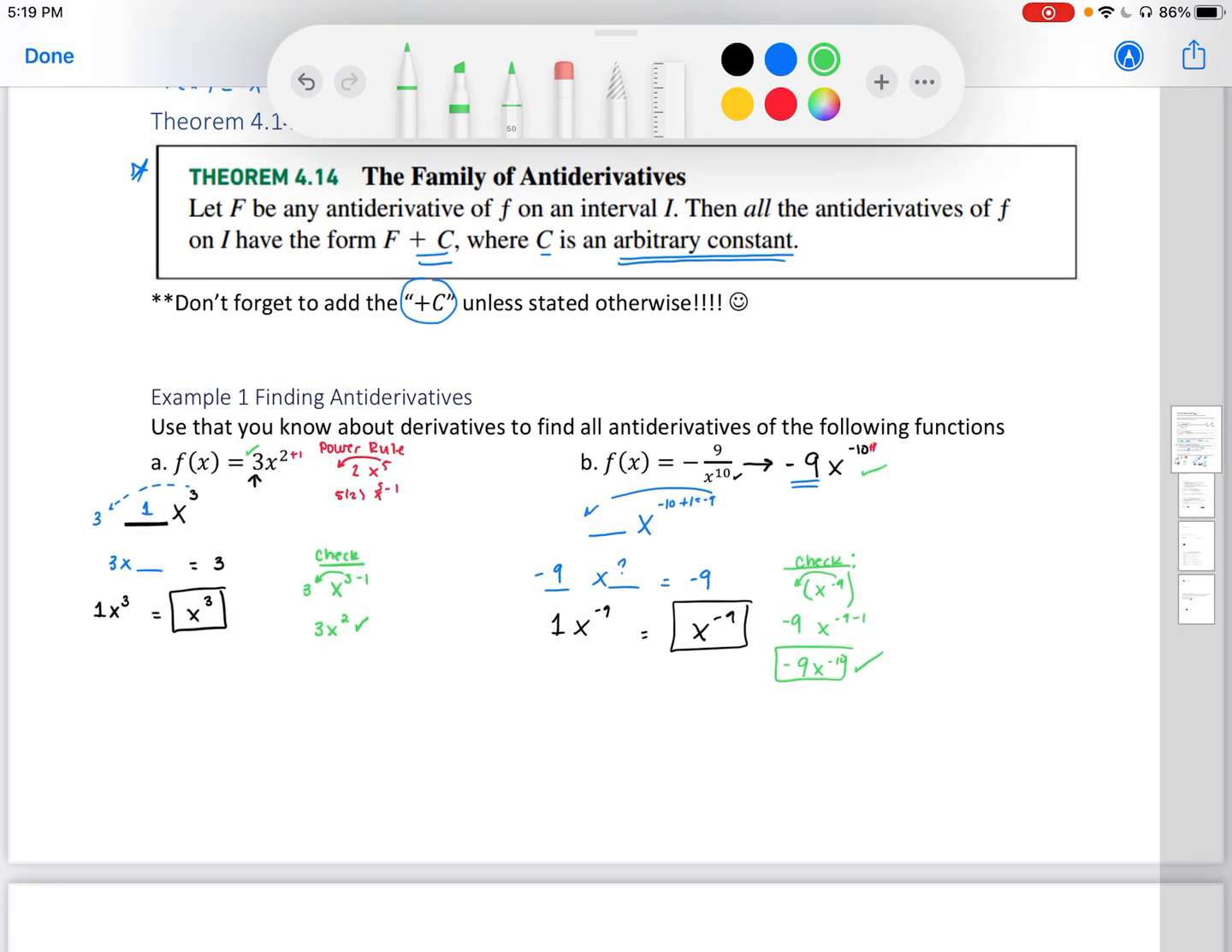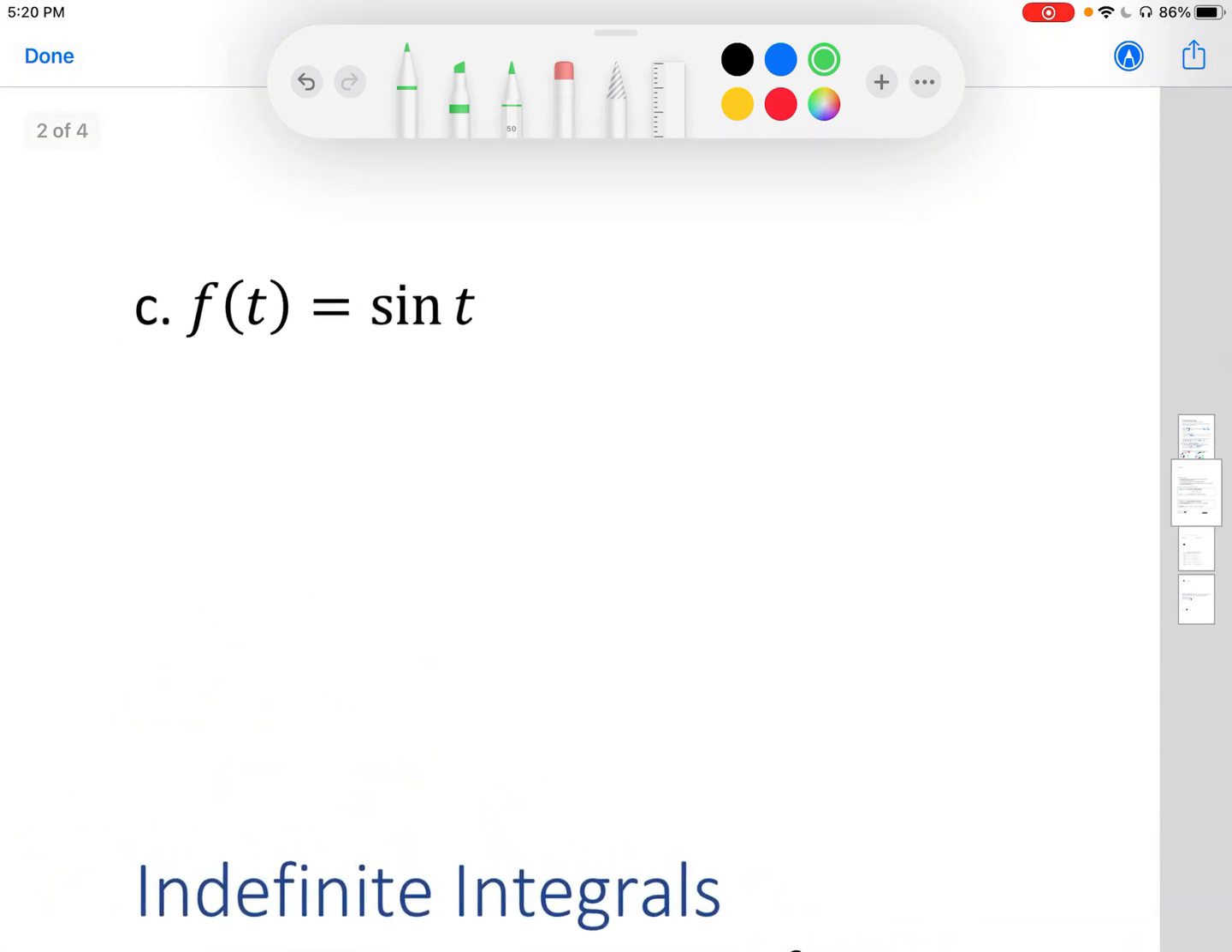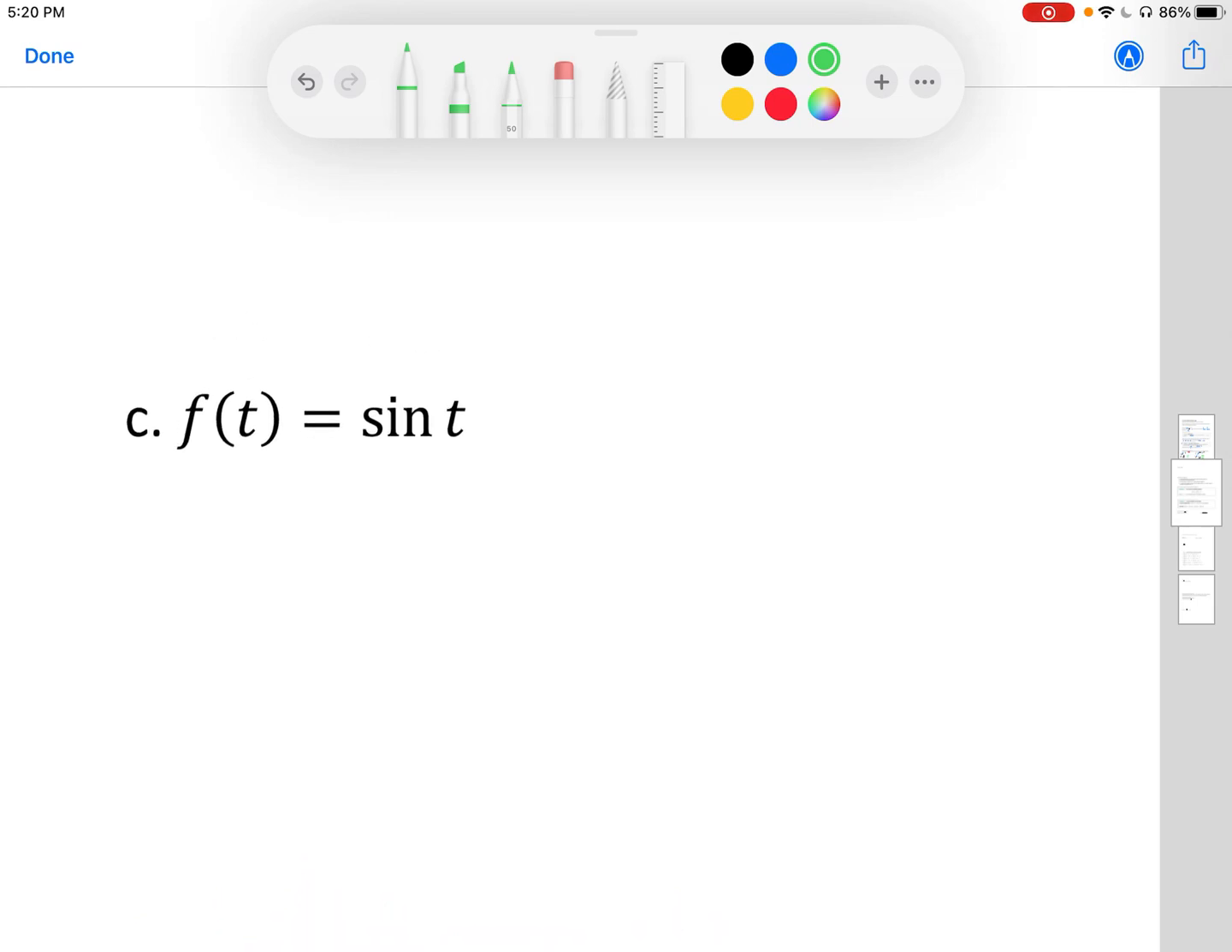That's antiderivatives. Let's do one more. Those trig functions require a lot more effort, mainly because they require you to partly memorize them, be very familiar, or know what to do with them.